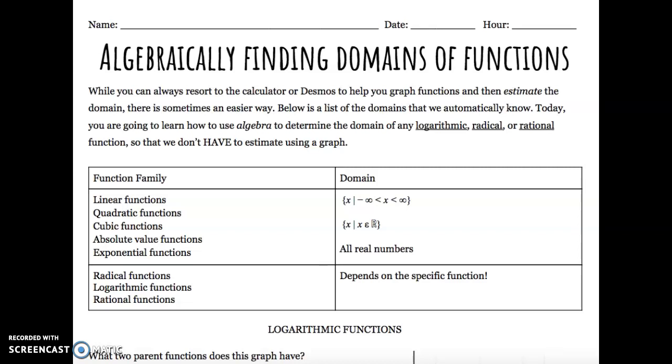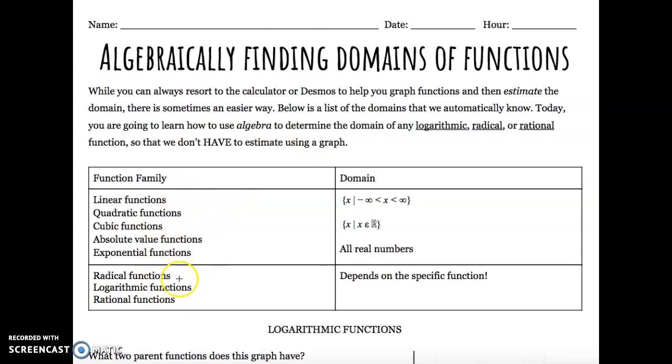Hey guys, today we are going to look at algebraically finding domains of functions. We have already introduced how to find domain and range if you're looking at a graph, and you can always use your graphing calculator or Desmos, the graphing website, to help you graph functions and then estimate the domain, but sometimes there's an easier way.